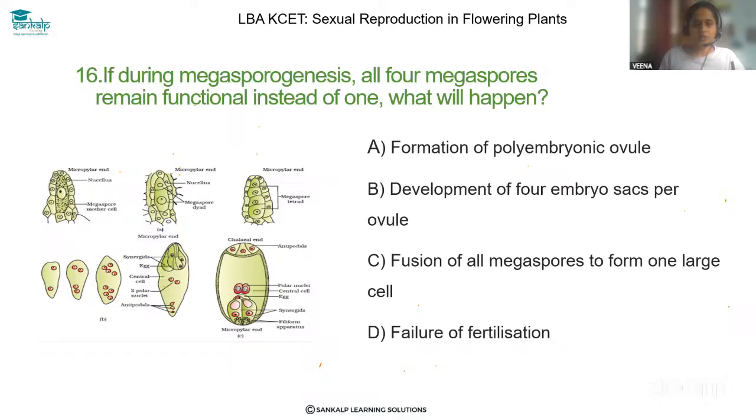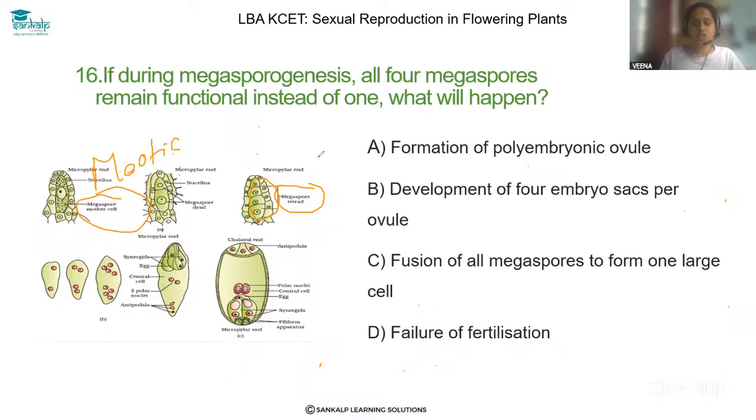During megasporogenesis, the megaspore mother cell undergoes meiotic division to form the megaspore tetrad. So four megaspores get formed. Out of these four, usually three degenerate and only one becomes functional, right?